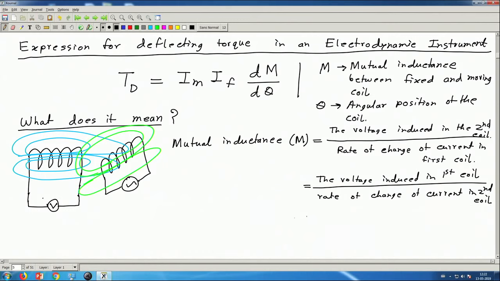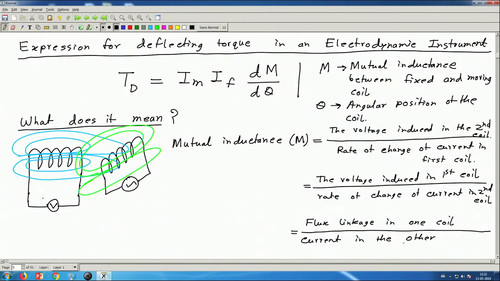This also can be written as, you know that another possible definition is that flux linkage in one coil divided by current in the other coil. So, if there is a current in the first coil, what will be the flux linkage in the second coil, or if there is a current in the second coil, what will be the flux linkage in the first coil. So, this is also another way of defining mutual inductance. So, we expect that you are already familiar with this definition.